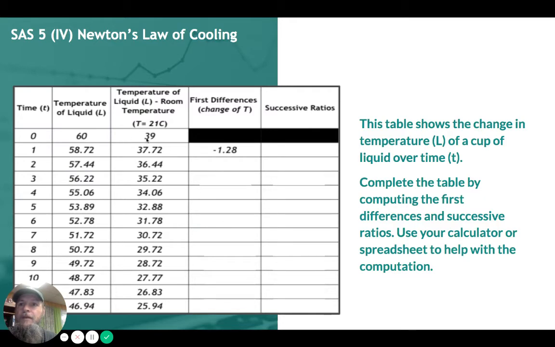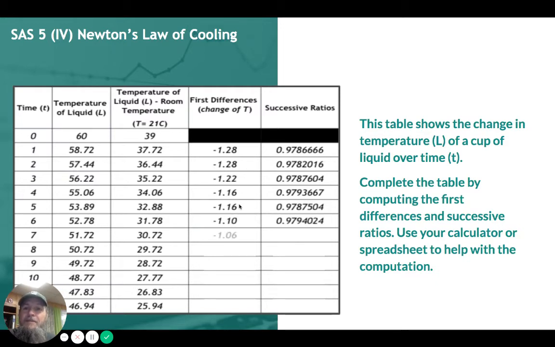So the difference between the temperature from 60 to 58.72 is minus 1.28. Temperature went down 1.28 degrees, okay? Now, if we divide this 58.72 by 60, we get 0.9786666. We'll do the same thing for the next one. Temperature went down the exact same, got the same or very close to the similar ratio. 57.44 divided by 58.72 nets us 0.9782016.